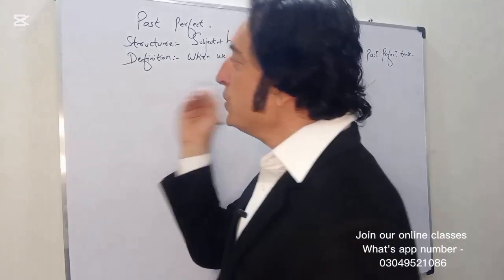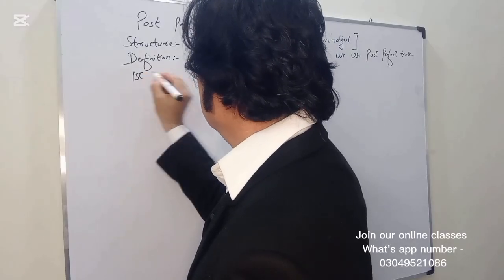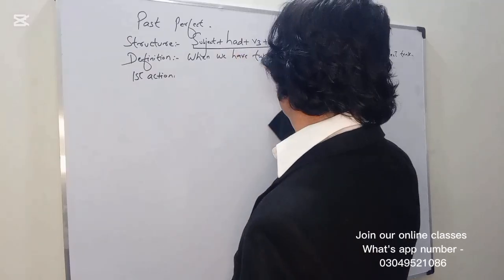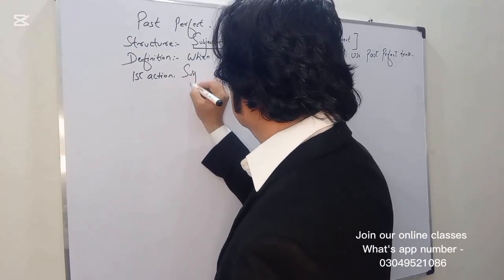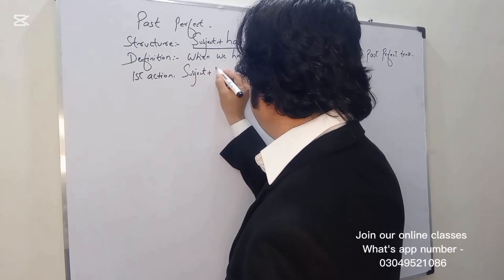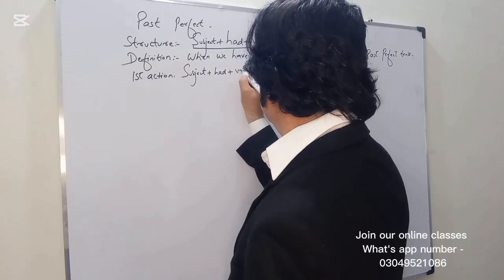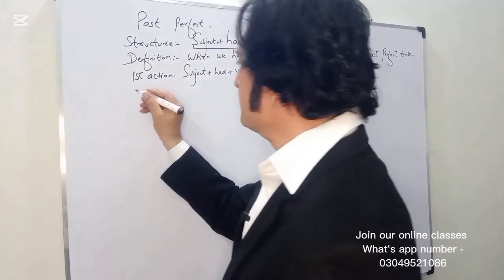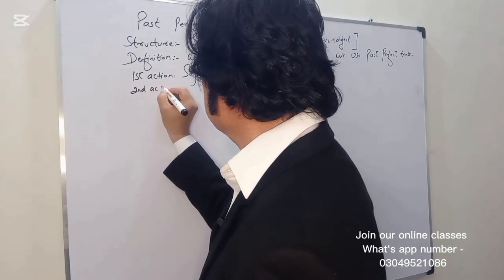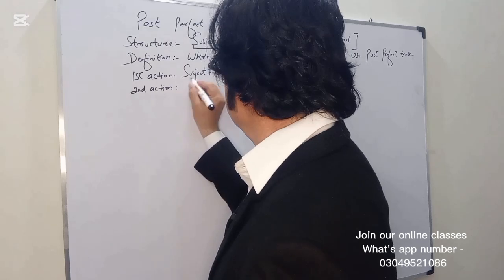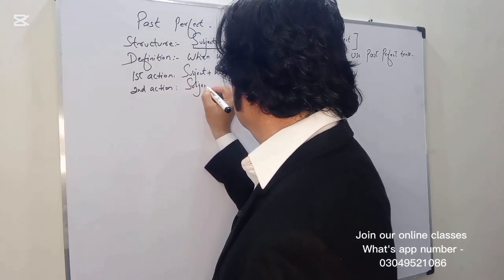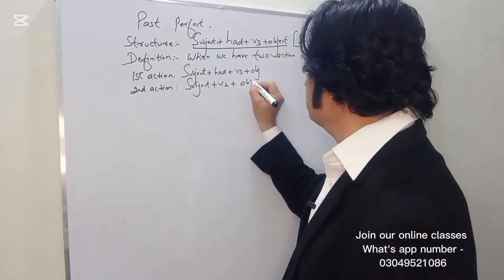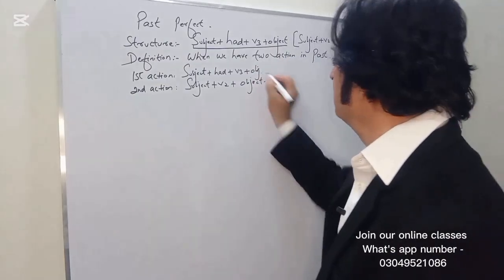So how do we use it? For the first action, we use this formula: subject plus had plus verb third form plus object. This is for the first action. And for the subsequent action, the second action, we use subject plus verb second form plus object. Sometimes an object is required, sometimes not, but we'll put it here on both sides.